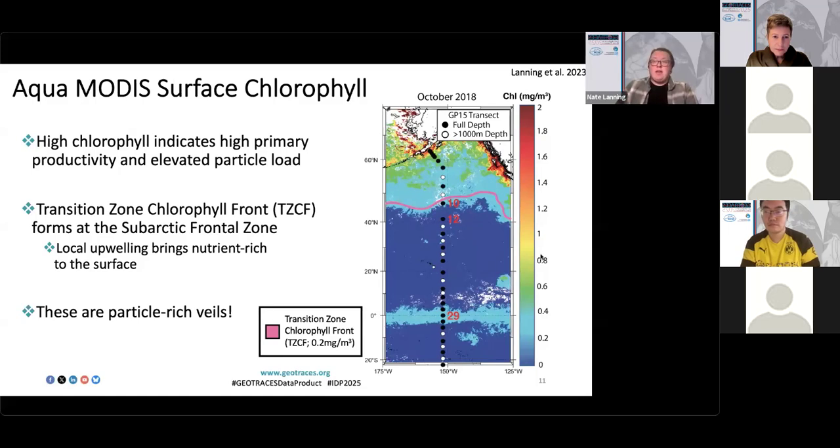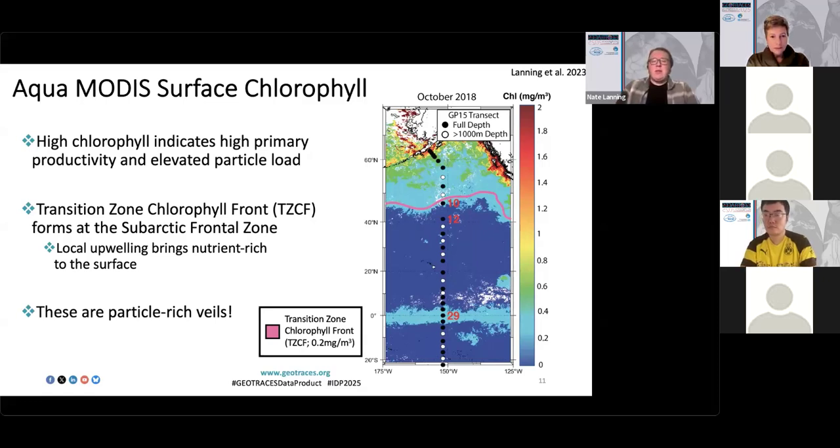And I actually outlined the TCZF on the figure in pink right here. At these regions, we have local upwelling, creating a lot of nutrient-rich water and bringing it to the surface. It's forming a lot of cells, so a lot of primary productivity is going on. But then eventually those cells are going to sink out of the upper ocean. As they start to sink, they rain down through the water column, forming particle-rich veils.